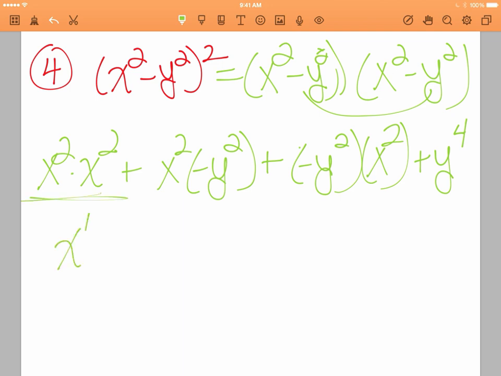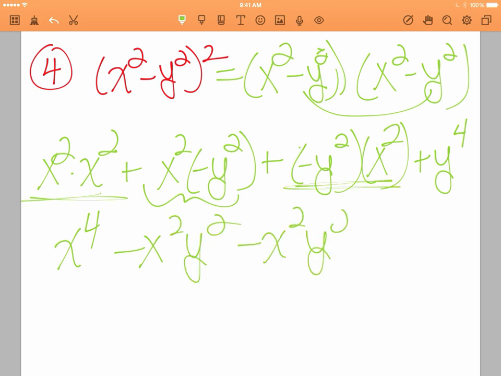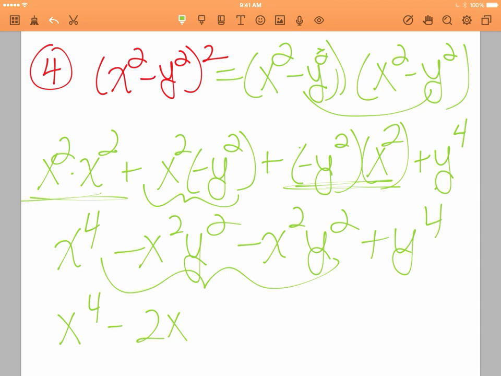to the 4th. So this becomes x to the 4th. This becomes negative x squared y squared. The same thing, negative x squared y squared. And that's y to the 4th. These can be combined, so I get x to the 4th minus 2x squared y squared plus y to the 4th. And that's my final answer.